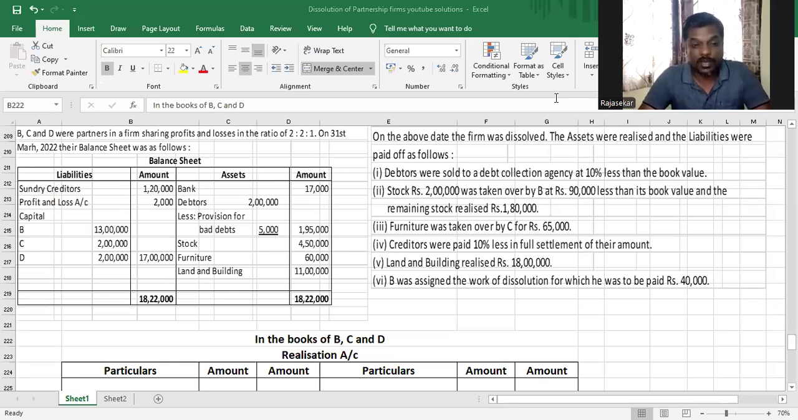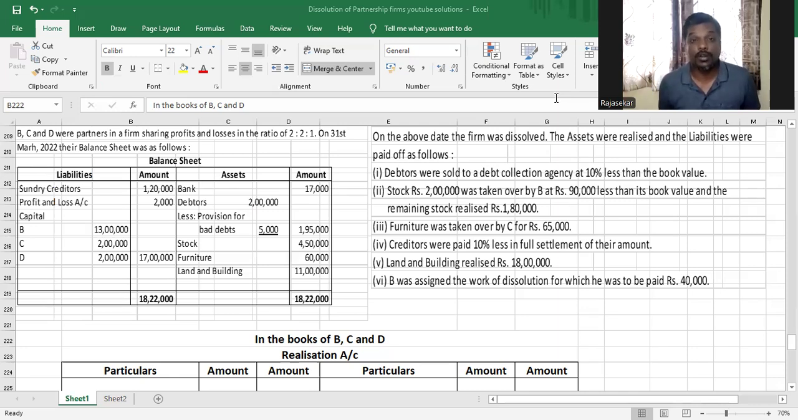B, C, and D were partners in a firm sharing profits and losses in the ratio 2:2:1. On 31st March 2022, their balance sheet was as follows. Sundry creditors, profit and loss account, capital of B, C, and D, and then we have bank, debtors, provision for doubtful debts, stock, furniture, land and building. And we have a lot of adjustments.